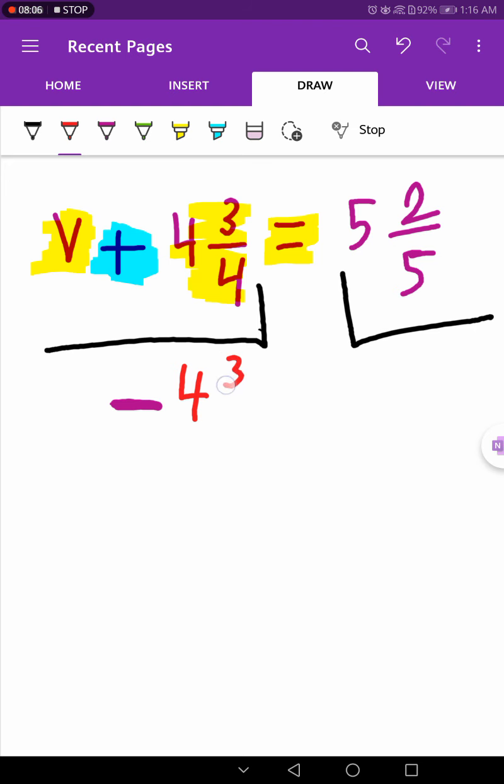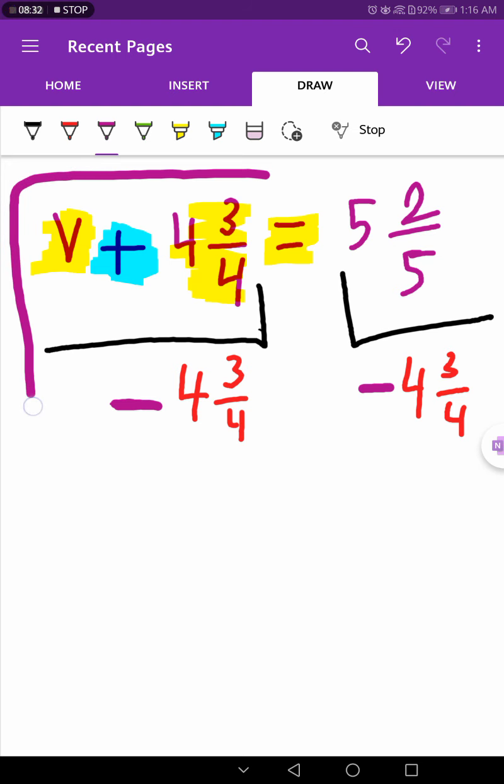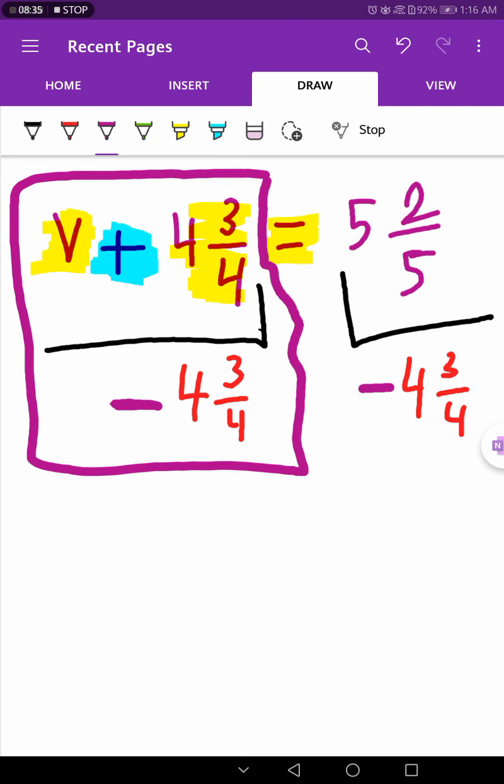Yes. And we learned before, because the equation is like a balance, what you do on the left side, you do on the right side. So you minus 4 and 3 over 4 from this side, and minus 4 and 3 over 4 on this side. Beautiful. So we are done with this side, as we learned. On this side, we do nothing, because this number cancels with this number and the v comes alone and happy.